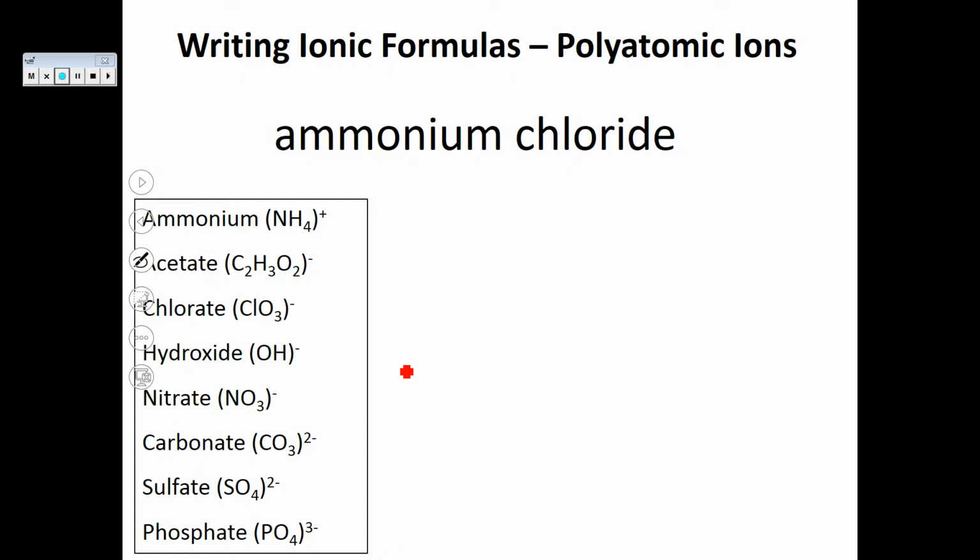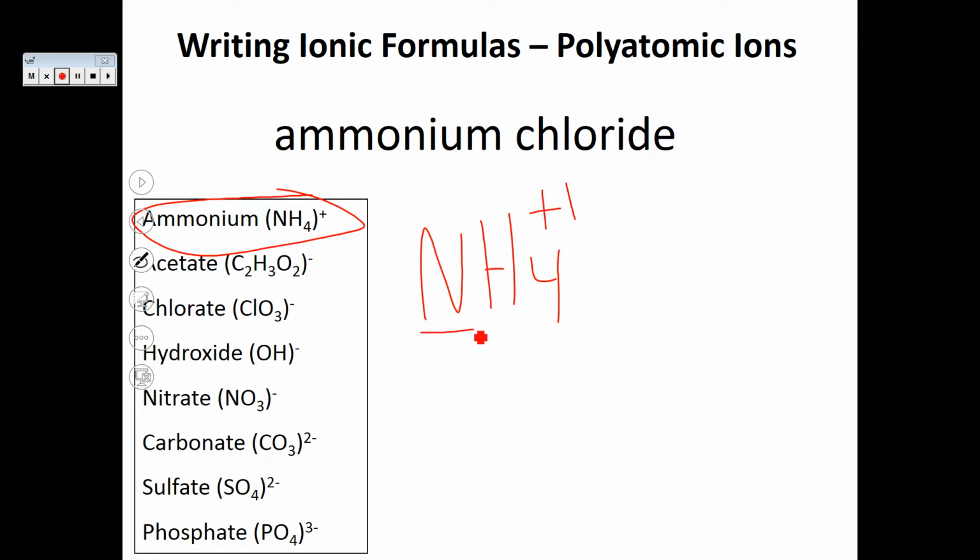So for example, you have ammonium chloride. You try to search for the element ammonium on the periodic table, you can't find it anywhere, and that is because ammonium is a polyatomic. So ammonium is NH4 plus 1. This N and these 4 H's stay together. You cannot reduce, you cannot simplify, you cannot manipulate anything about the letters N, H, or 4.